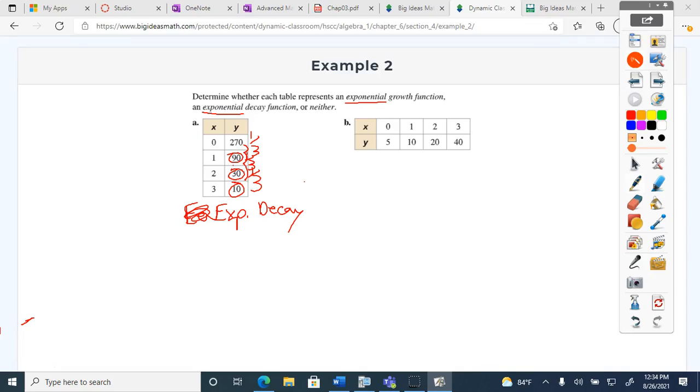It's not decay, so it's possible growth. Is it multiplying by the same number every time? I think you're right. It is. So that is definitely exponential growth.